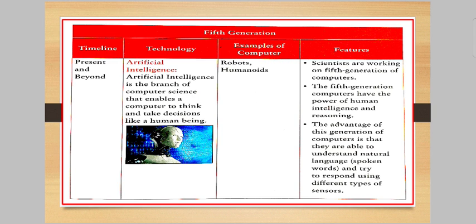The features of this type of computer: scientists are working on the fifth generation of computer. The fifth generation computer has the power of human intelligence and reasoning. The advantage of this generation is that they are able to understand natural languages, spoken words, and try to respond using different types of sensors. So in this generation the main thing is artificial intelligence, the branch of computer science that enables a computer to think and take decisions like a human being.